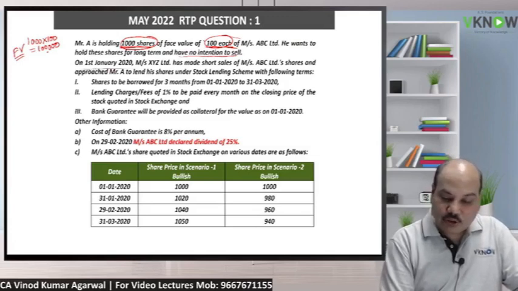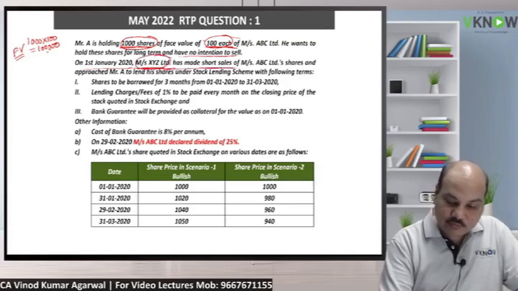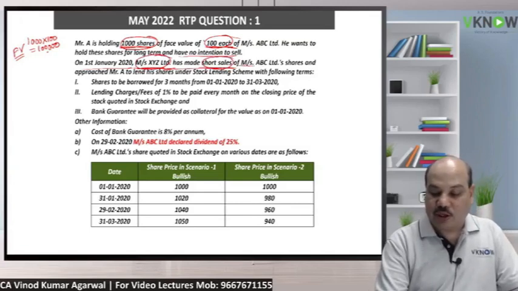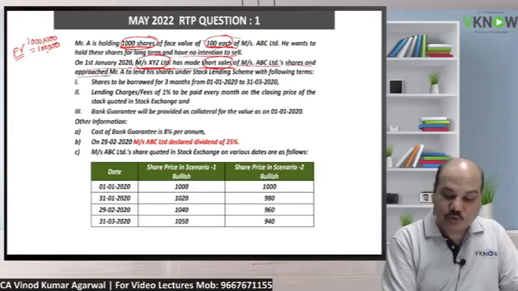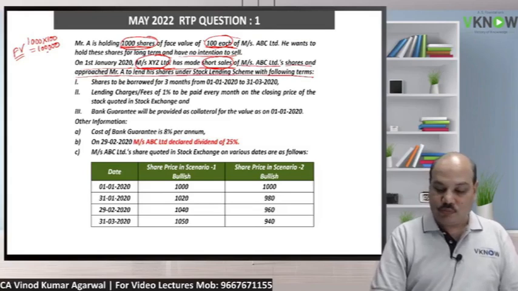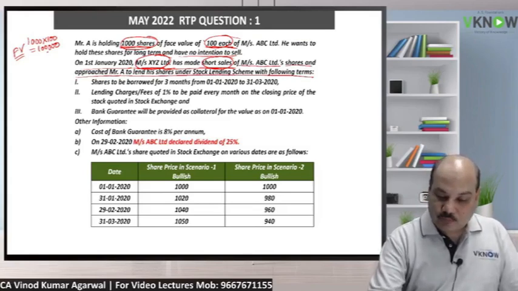On 1st January 2020, another party, Messrs. XYZ, has made a short sale of Messrs. ABC Limited shares and approached Mr. A to lend the shares under the stock lending scheme with the following terms. So what is a short sale? We have covered it in the class. There is a party, Messrs.